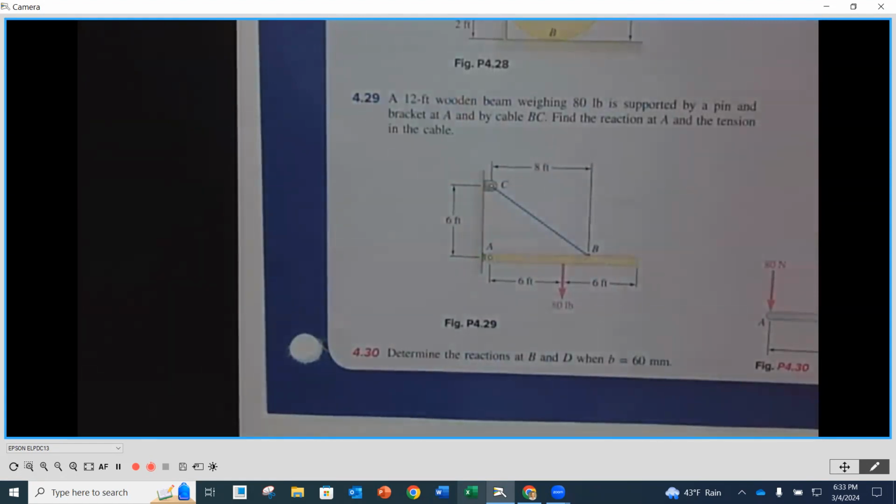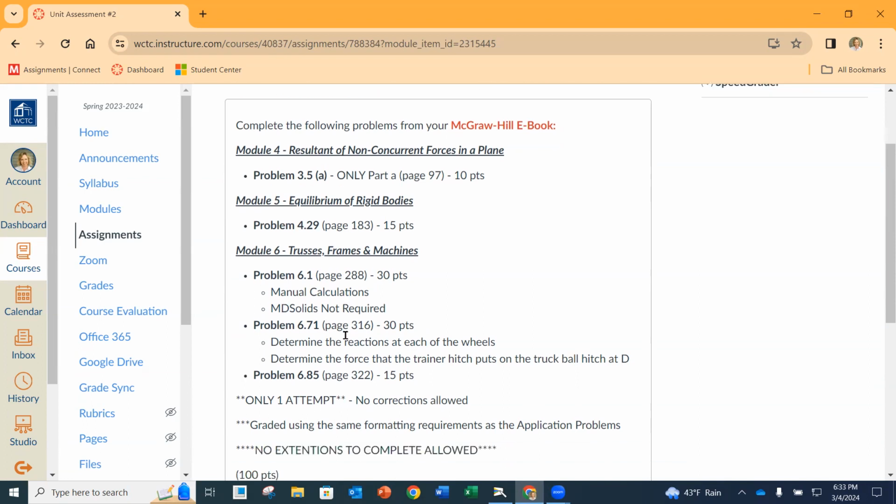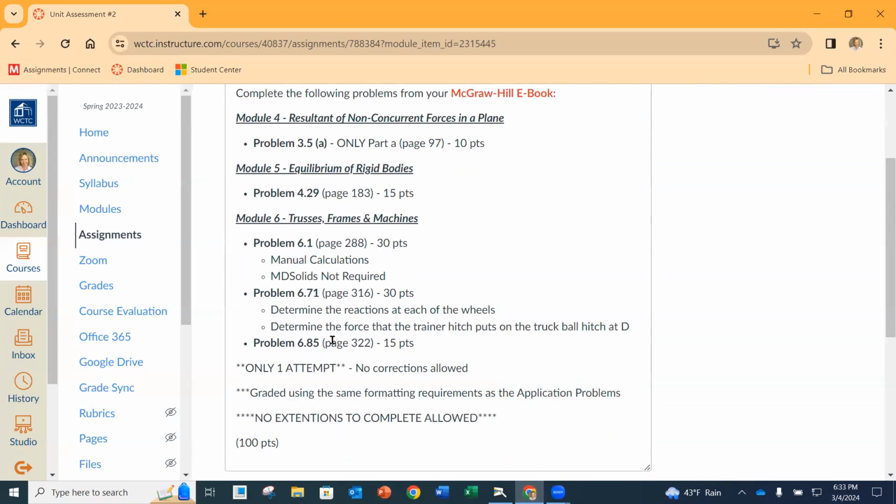So that's your next problem. Going back over here, the next three problems are going to come out of chapter 6, again in your McGraw-Hill book. The first one is going to be a truss problem, the next one a frame problem, and the last one a machine problem. Let's look at page 288, problem 6.1.